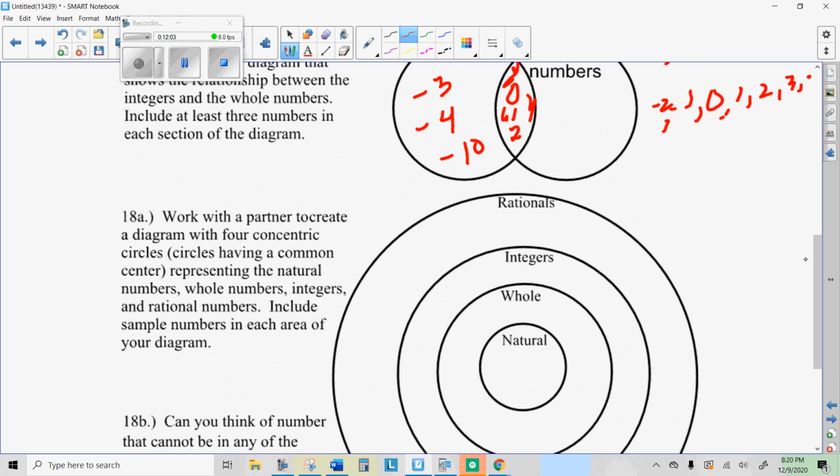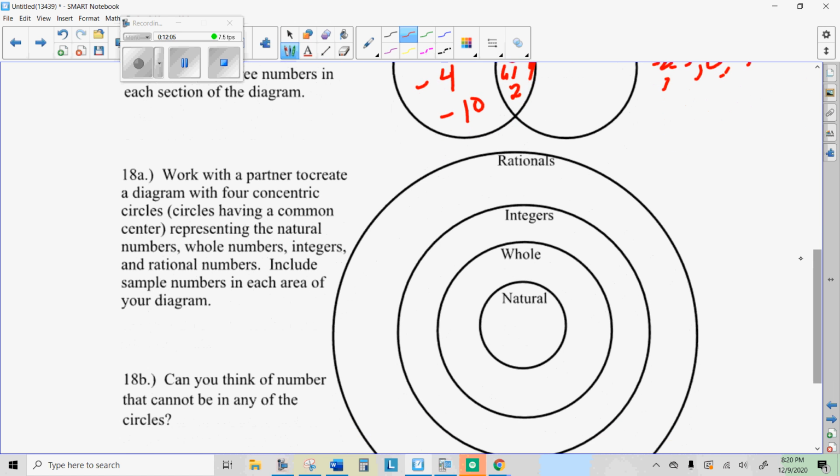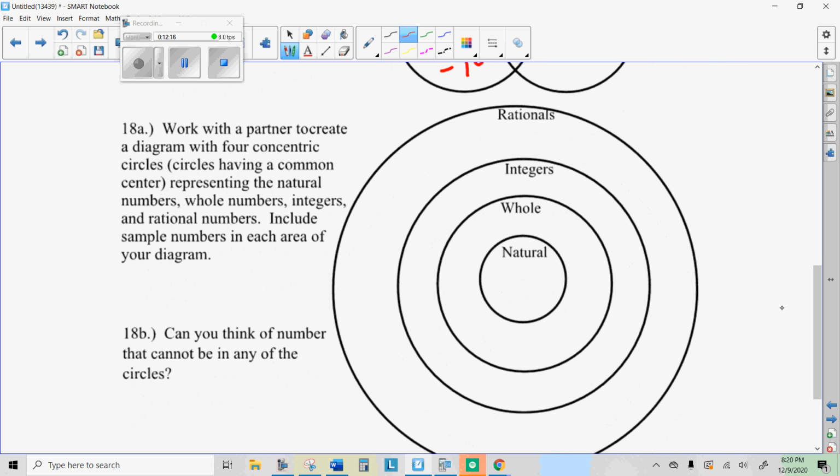All right. Work with a partner to create a diagram with 4 concentric circles representing the natural numbers, whole numbers, integers, and rational. Include sample numbers in each of your diagram. Let me give you an example.